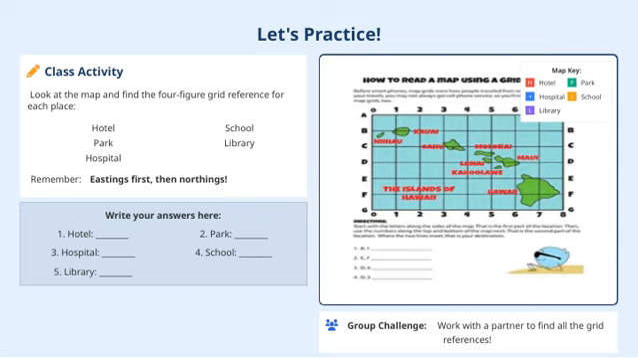Here's a fun part. Try working with a partner to find all the grid references together. It's a great way to check your work and learn from each other. Remember, mastering how to find these references helps you understand map navigation better, which ties into the bigger picture of how we use maps in daily life. So take your time, double-check your answers, and have fun with the activity.